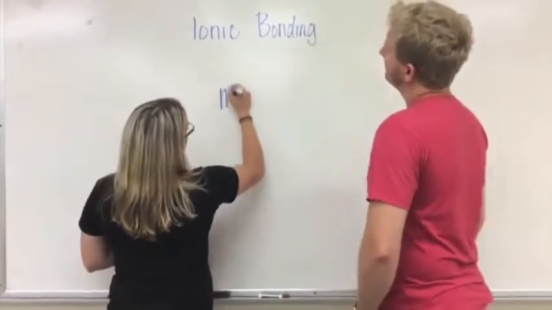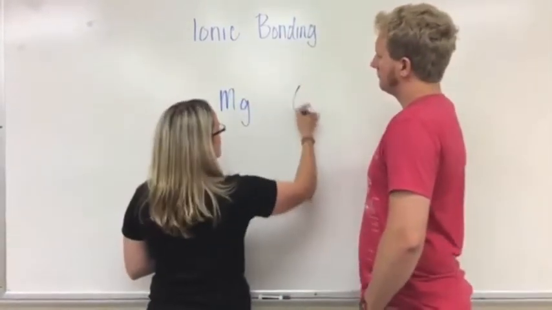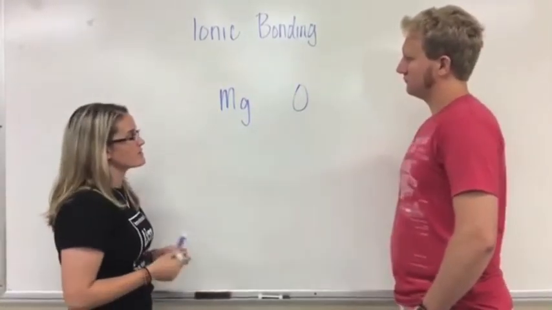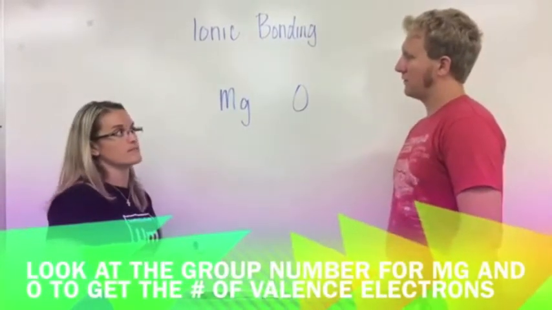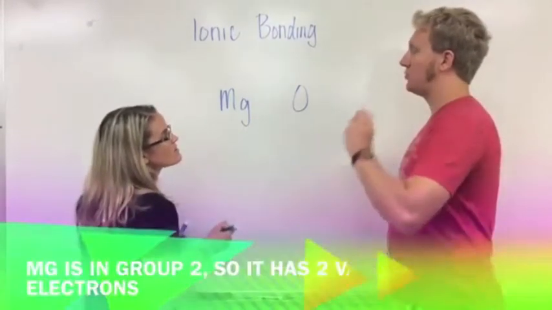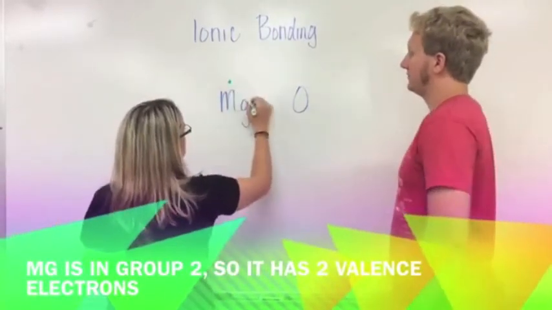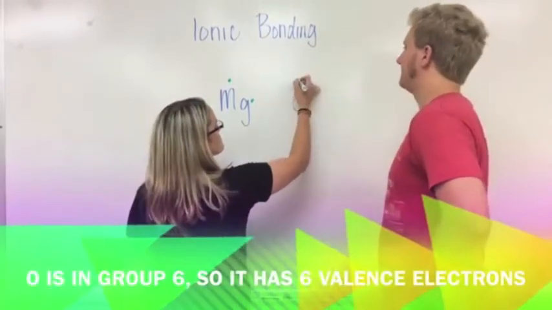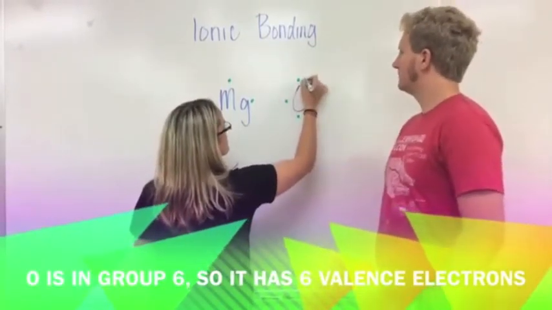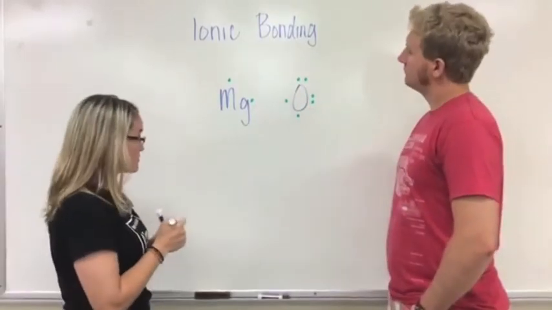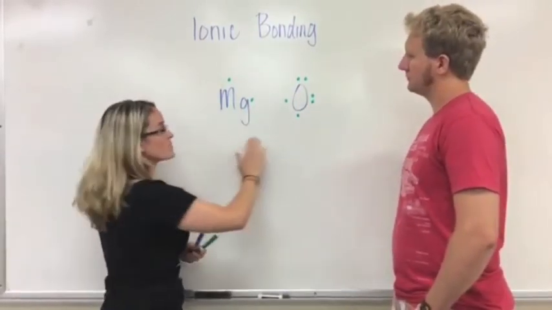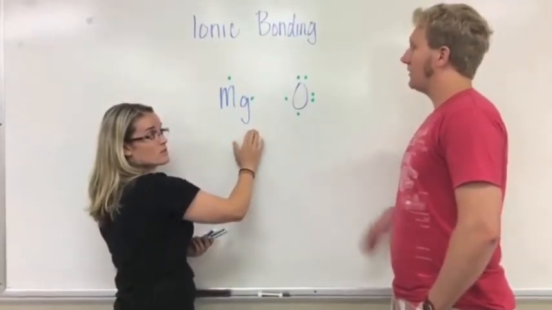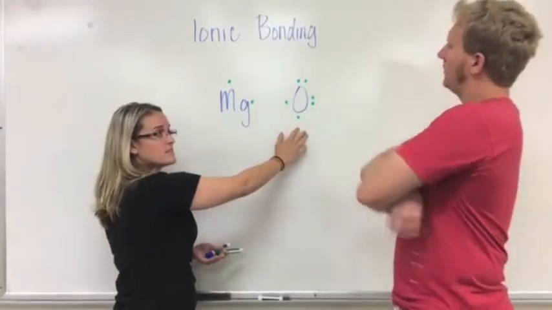We've got magnesium and oxygen. When we bond them, they form magnesium oxide. So we need to figure out how many valence electrons they each have. How many does magnesium have? 2. So we've got 1, 2, and oxygen? Oxygen has 6. 1, 2, 3, 4, 5, 6. All right, so again, one has less than 4 and one has more than 4. So this guy's going to tend to do what with his electrons? Get rid of them, and he wants to take them.